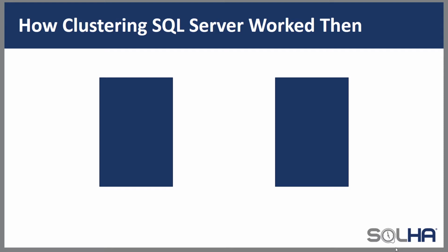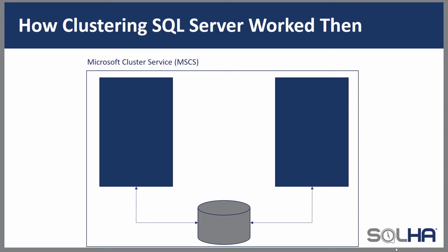Well, clustering back in those days only supported two servers or nodes participating in the cluster. SQL Server, for its data, required some form of shared storage, and the entire thing, when it's clustered in Windows, was called Microsoft Cluster Service, or the commonly known name as MSCS. We'll see later on that that name changed, but back then, that's what it was.